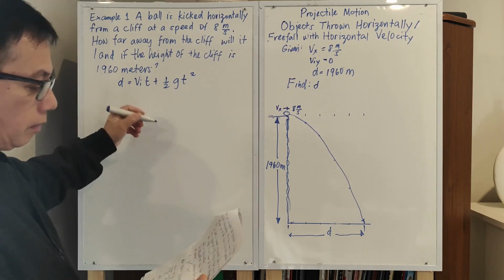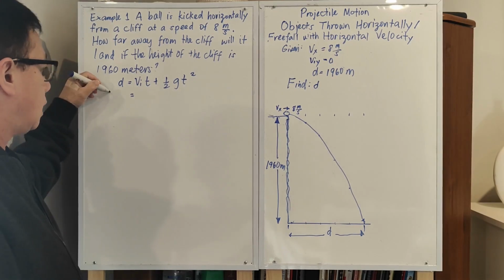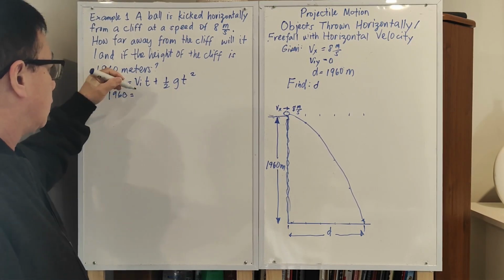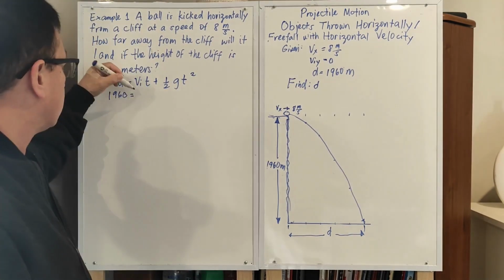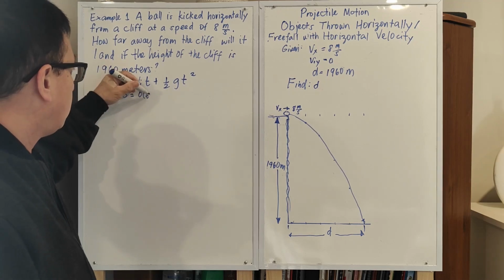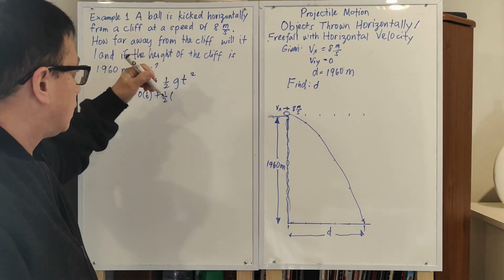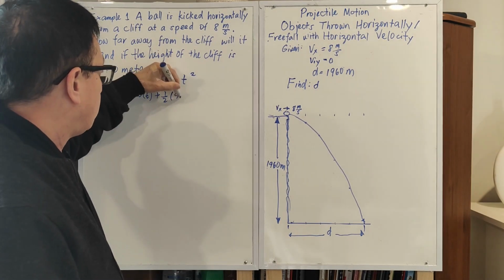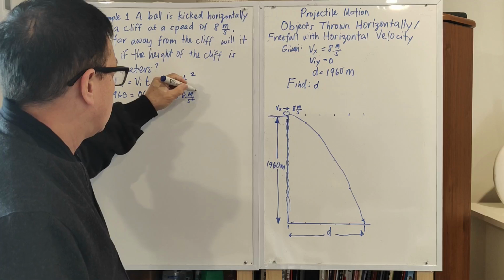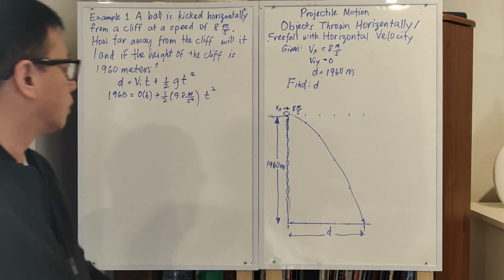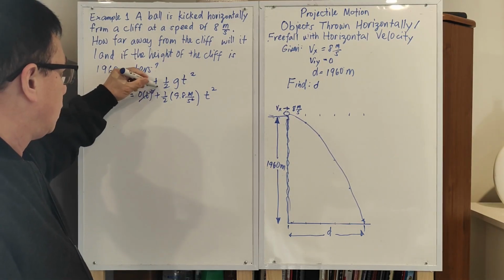So we are plugging in the values. Now the distance is 1,960. The initial velocity on the vertical side is 0. So 0 times time, which we don't know, plus 1/2 times the acceleration due to gravity, 9.8 meters per second squared, times t squared, which we don't know. Now since the initial velocity is 0, this term will be 0.